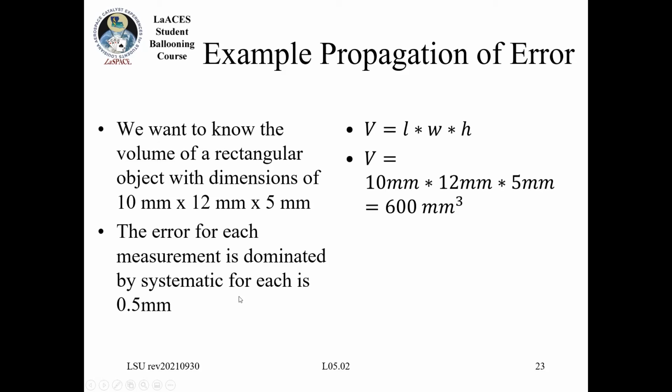right? And now let's say the error for each one of these was dominated by the systematics, and it was 0.5 millimeter each, right? Which you could probably see if I'm doing this with a ruler, maybe I have a ruler that's marked out such that I can estimate 0.5 millimeter increments, right? And I'm probably not going to be able to see any random error in that case.